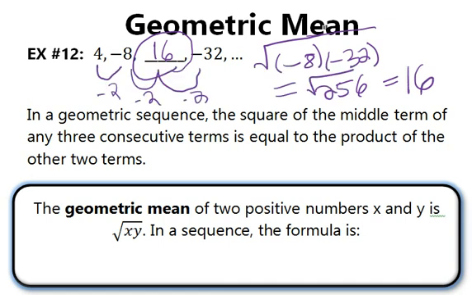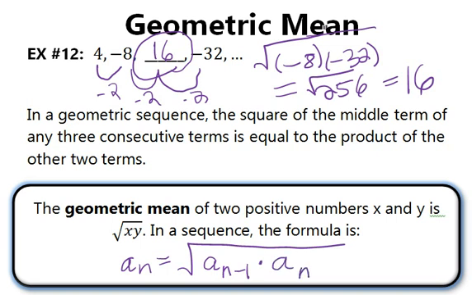So that is another quick way to solve, and we'll be solving an example in number 13 shortly. But let's go ahead and get this definition going. The geometric mean of 2 positive numbers, x and y, is the square root of the product of those 2 values. Or we can write this out as a sub n is equal to the square root of the product of the term below it and the term above it. So go ahead and write that in your notes and turn to page 4.